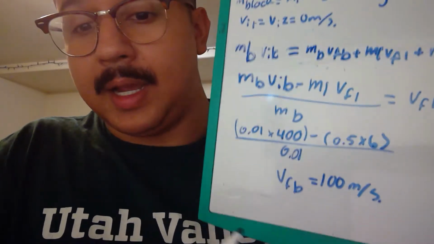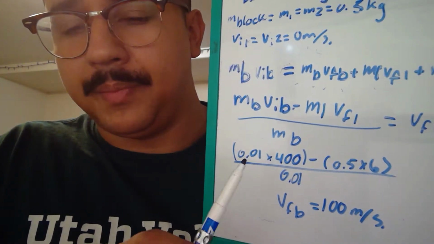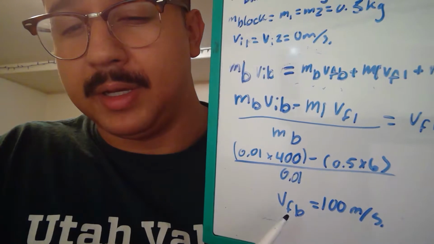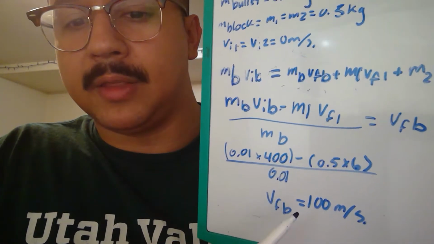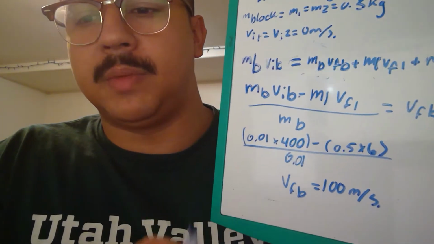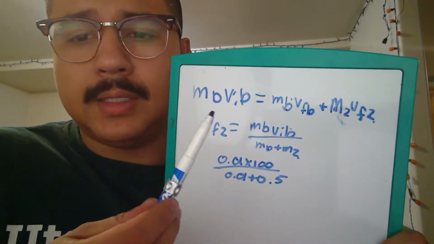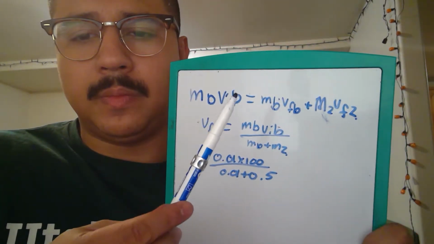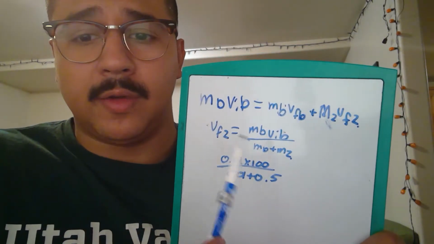I apologize. I put block, but it's actually the bullet. I'm getting confused with all the B's. But once the bullet comes out of the first block, it's still at 100 meters per second. So it went from 400 to 100 meters per second. Okay, so because the initial velocity of the second block is 0, I just took it out of the equation.